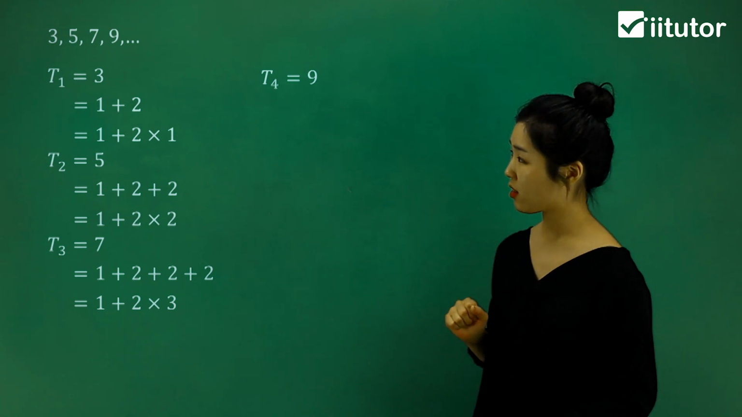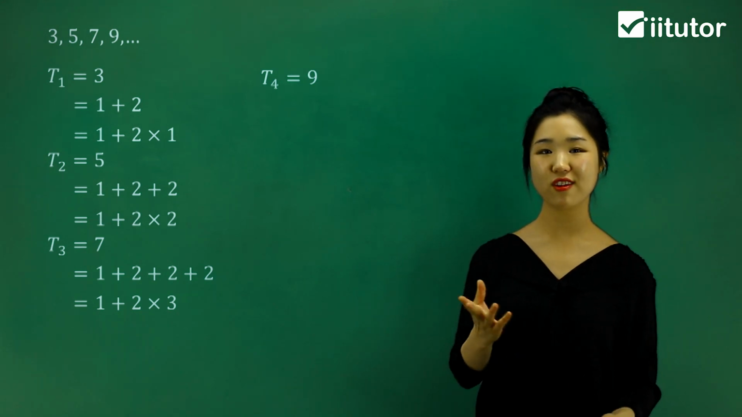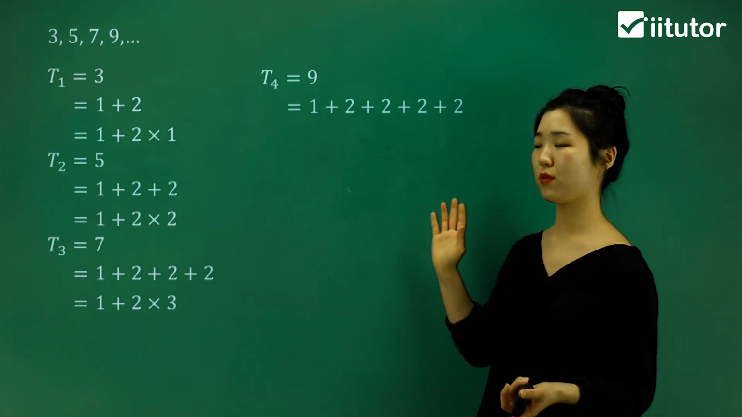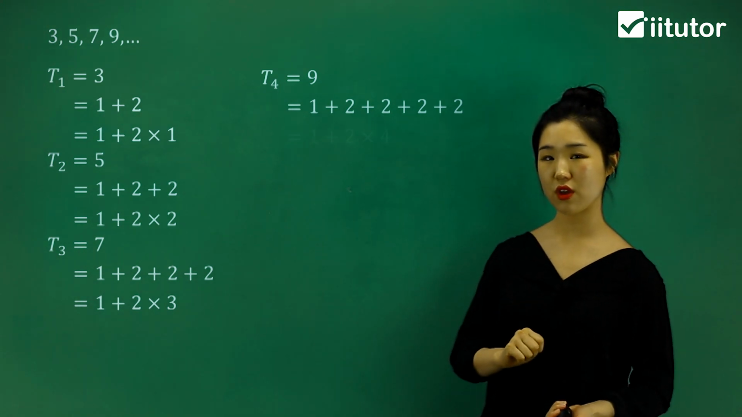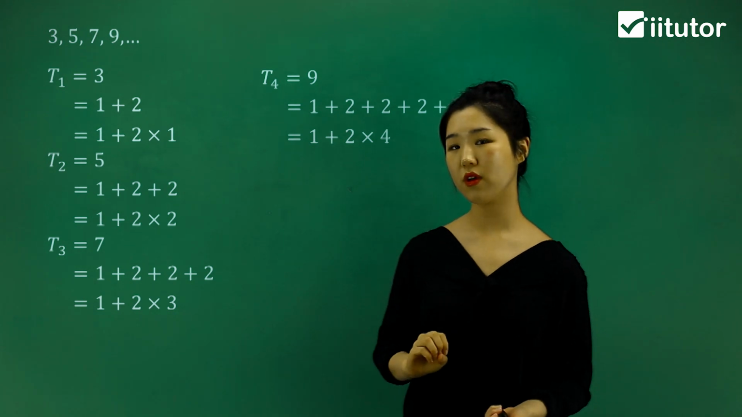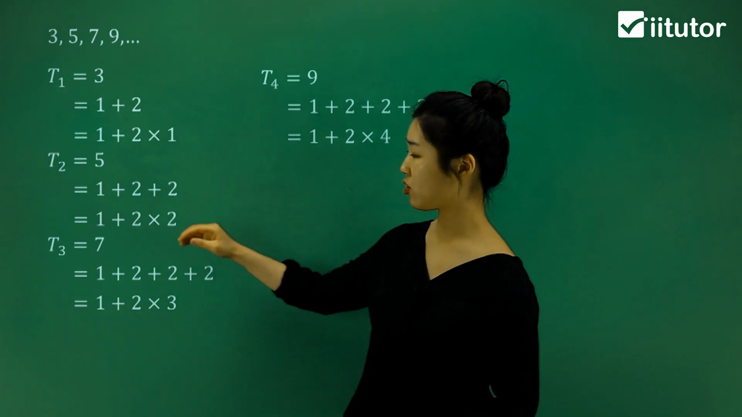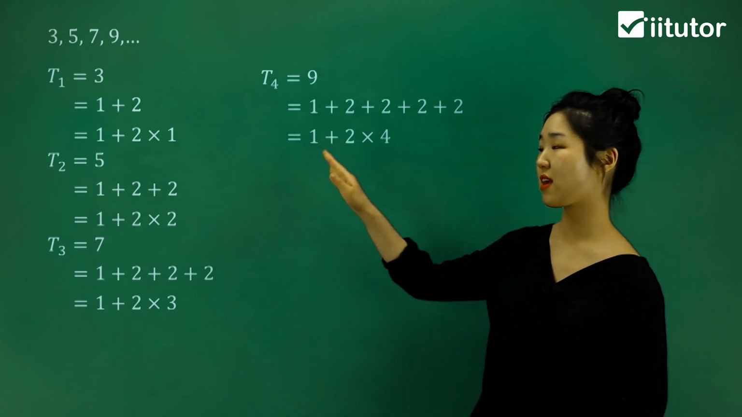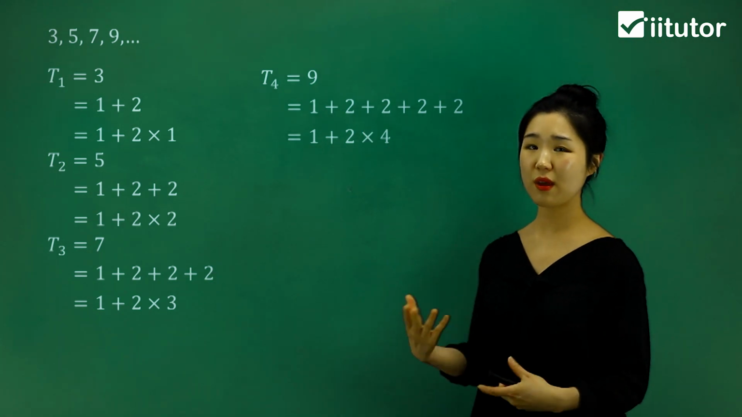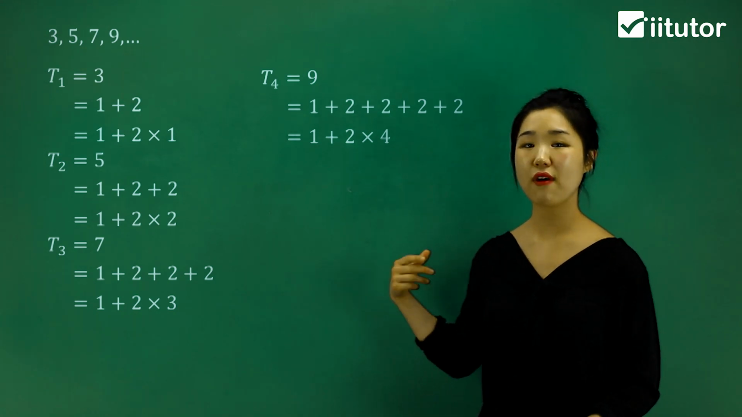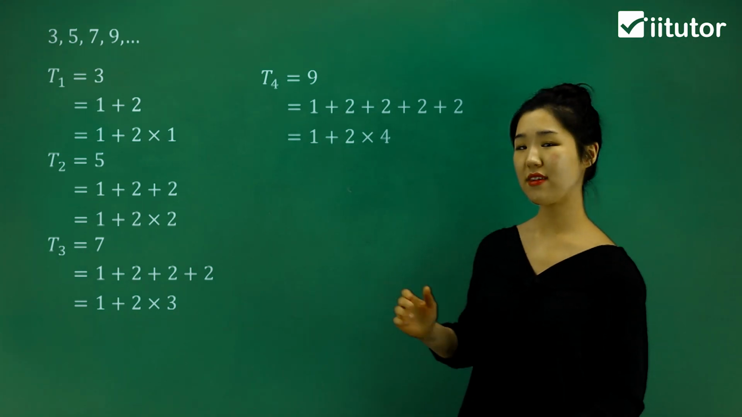So again, let's try another one. Term 4, which is 9. You guys can probably imagine what it is now. It's 1 plus 2 plus 2 plus 2 plus 2. So 4 lots of 2's, which means it's 1 plus 2 times 4. So we're adding 4 lots of 2's, and it kind of makes sense. 1 lot of 2 we're adding, 2 lots of 2 we're adding, 3 lots of 2 we're adding, and 4 lots of 2's we're adding. So I'm assuming you guys know how to do next. Term 5, we'll have to add 5 lots of 2's to 1. So that's the pattern, guys.